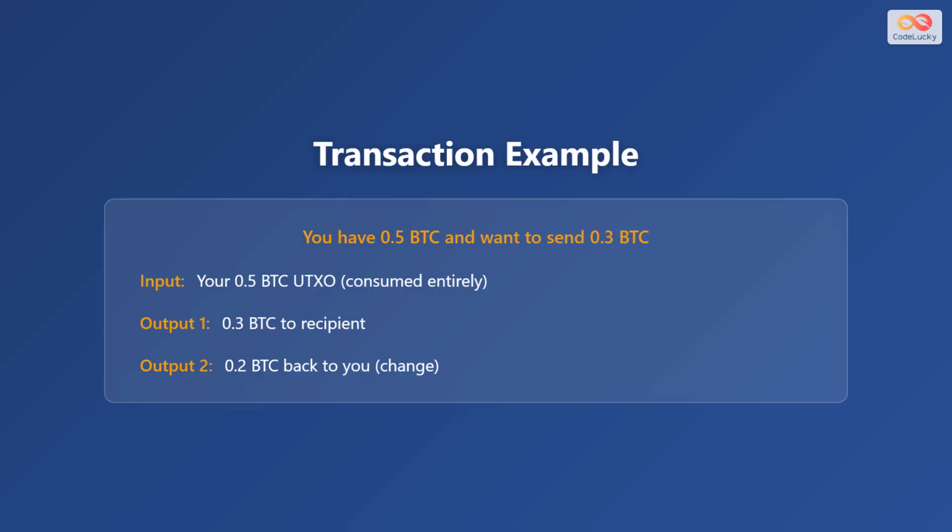Let's walk through a concrete example. Imagine you have 0.5 Bitcoin and want to send 0.3 Bitcoin to someone. Since UTXOs must be spent entirely, here's what happens. The input is your 0.5 Bitcoin UTXO, which gets consumed completely. The transaction then creates two outputs. Output 1 sends 0.3 Bitcoin to the recipient. Output 2 sends 0.2 Bitcoin back to you as change. This is similar to paying with a $20 bill for a $12 purchase and receiving $8 in change.